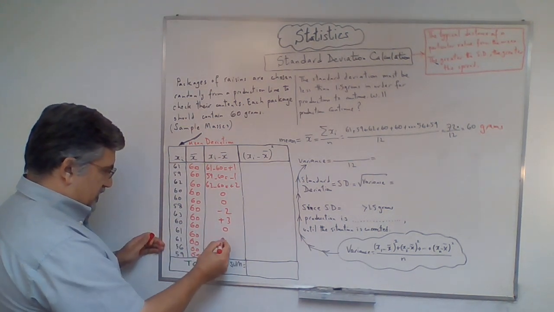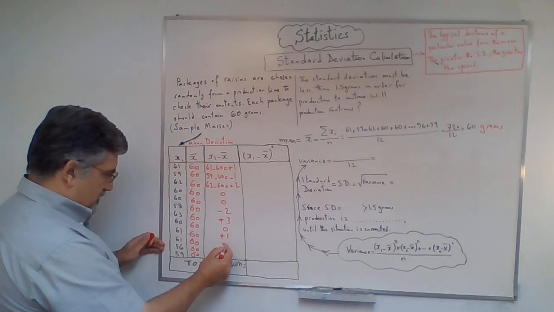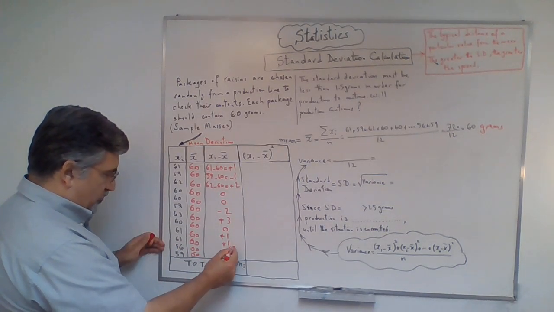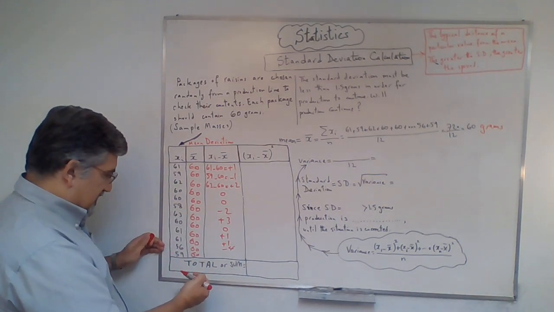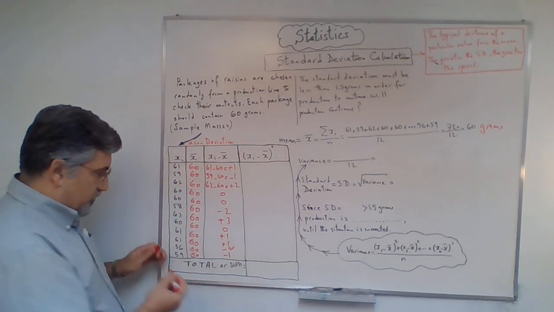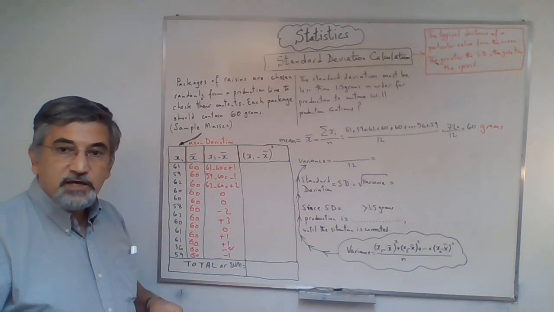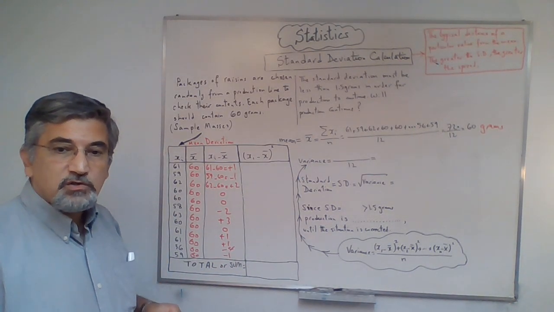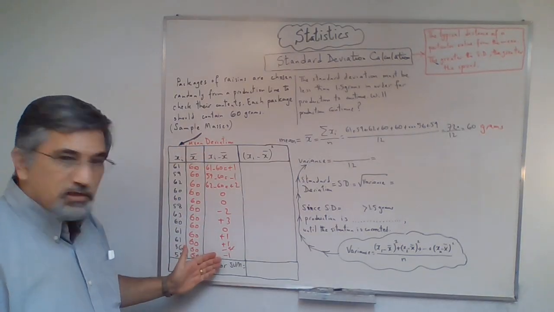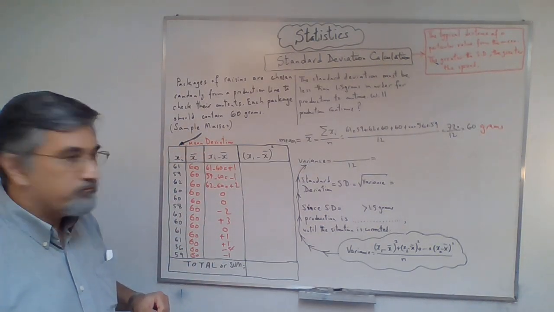Next one is 0. Next one is positive 1. Then another positive 1. And this one is negative 4 because 56 minus 60. And then negative 1. Okay? So we see that everything is very straightforward. Nothing is difficult. You just calculate the deviations one by one.